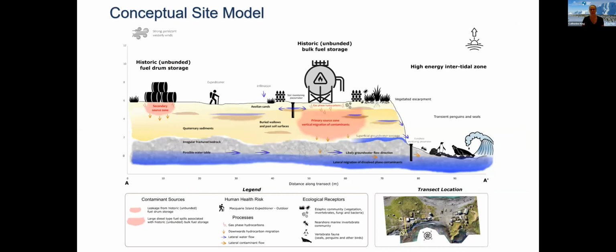This slide shows a conceptual site model and cross-section at the fuel farm as an example of a site we have assessed and remediated. And it illustrates the complexity of the site, showing those multiple sources of contamination, some of the key receptors, both human and ecological, as well as contaminant migration on site and the connectivity that we see from the land to the marine environment via that groundwater flow.